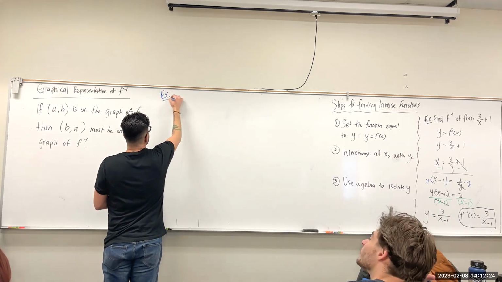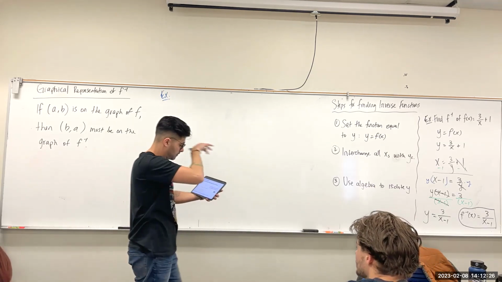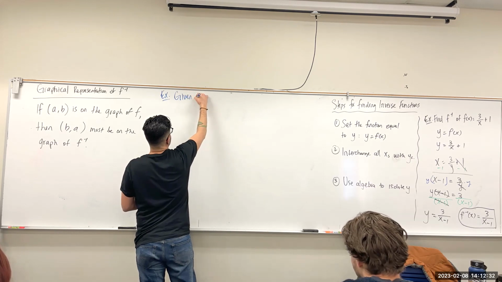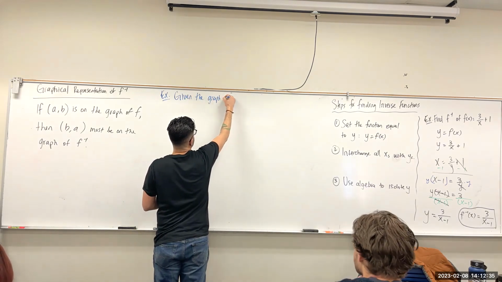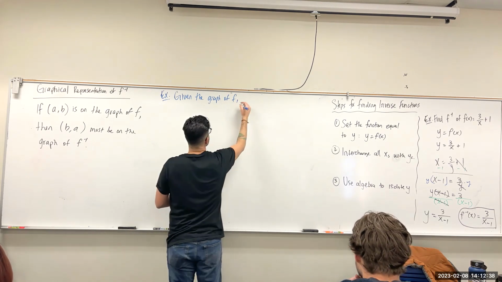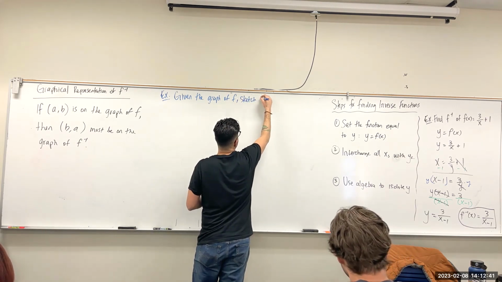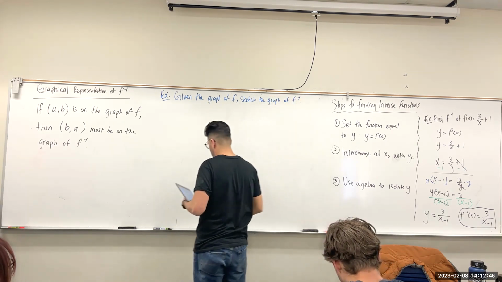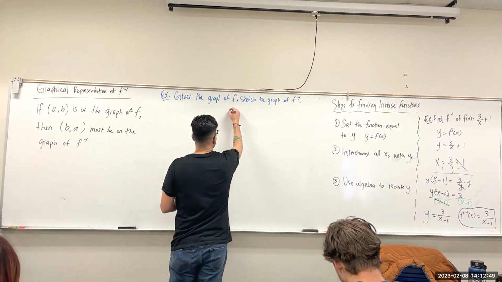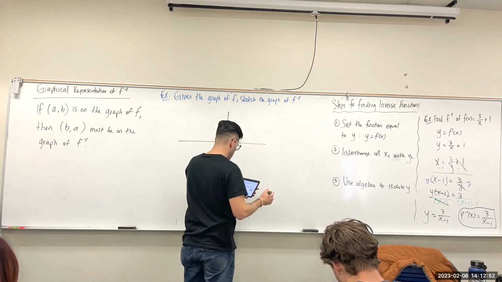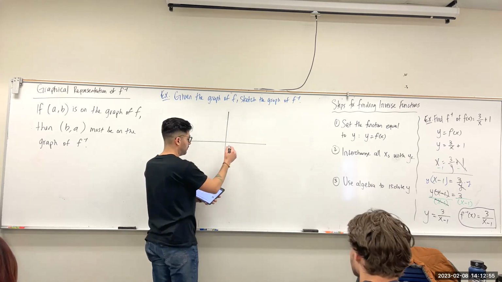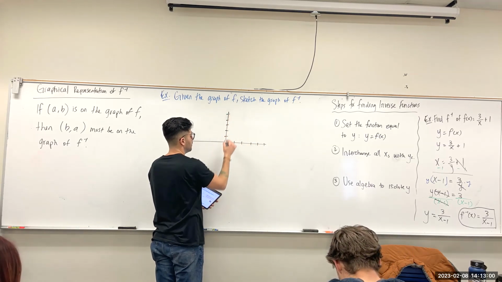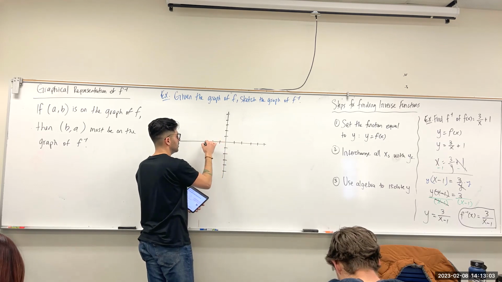Let's see how this is gonna play. So given the graph of F, sketch the graph of its inverse function. Let's say I give you a graph. Let's go up to 5. 1, 2, 3, 4, 5. 1, 2, 3, 4, 5. 1, 2, 3, 4, 5.